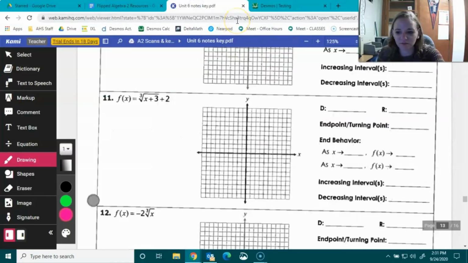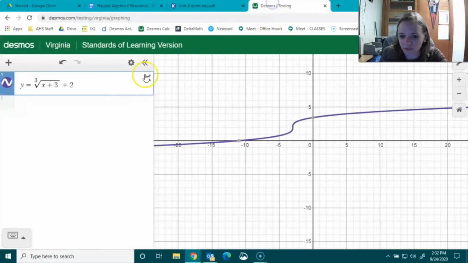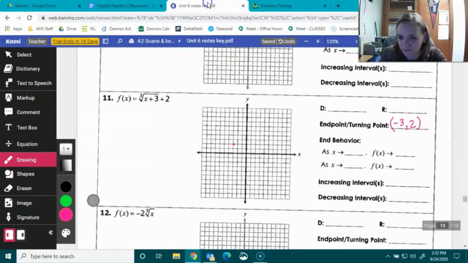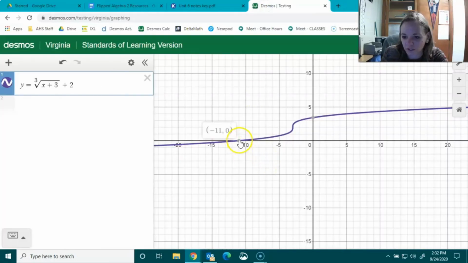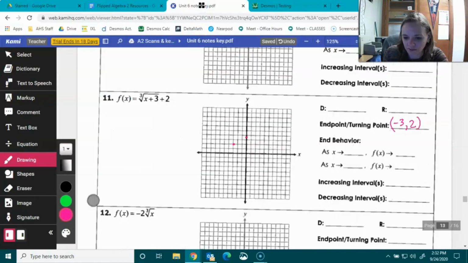Go ahead and write that down. Turning point is negative 3 and 2. That's kind of like the center of my graph. Get a few other points on there. 0 and 3.4. So about the middle of 3 and 4. Then I intersect at negative 11, 0. I wonder if I can get out to negative 1, 2.